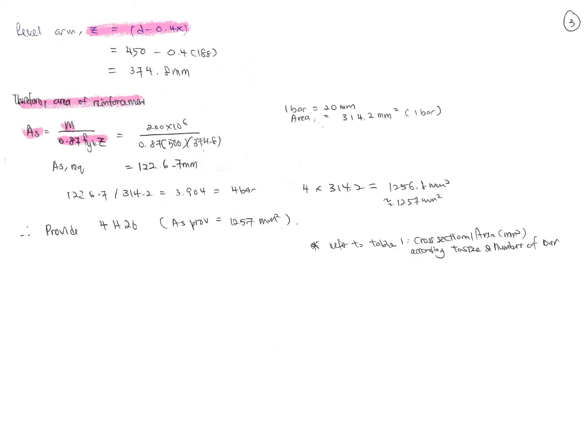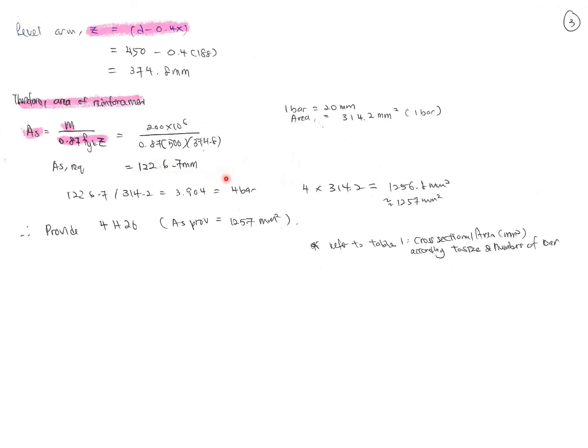After that we need to calculate the lever arm z. So z is equal to d minus 0.4x. You substitute the values of d and x, and you will get 374.8 millimeter. Therefore, the area of reinforcement is equal to M over 0.87 fyk z. So you substitute the design moment M, and then 0.87 times the fyk of 500 times the z value of 374.8.